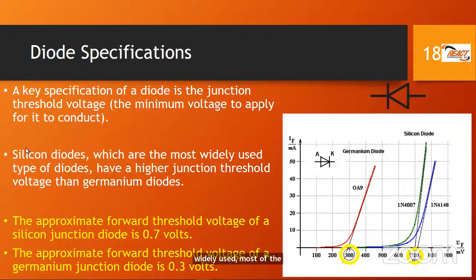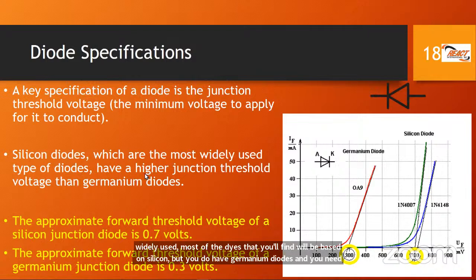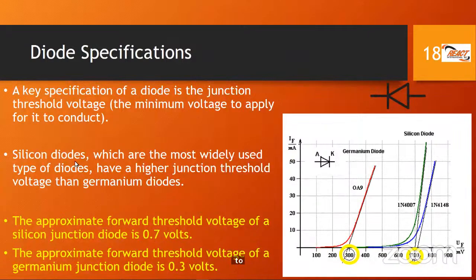And you need to know that silicon diodes have a higher junction threshold voltage. That's the voltage that you must apply to the diode for it to allow a current to flow through it. So we need to know for the exam that the forward threshold voltage for a silicon diode is 0.7 volts. It's higher than the forward voltage for germanium, which is 0.3 volts. So 0.7 volts and 0.3 volts. We need to learn these for the exam.